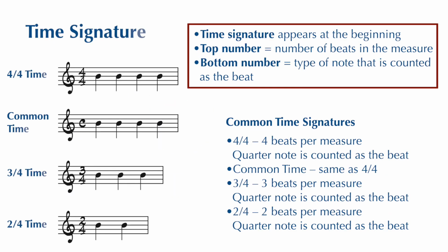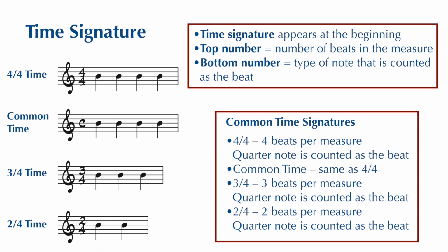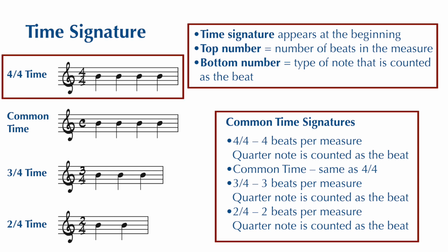at the beginning. A time signature appears at the beginning of your music. The top number tells you how many beats are in each measure, and the bottom number tells you what kind of note is counted as the beat. The most common time signature is 4/4 time, 4 beats per measure, with a quarter note counted as the beat.